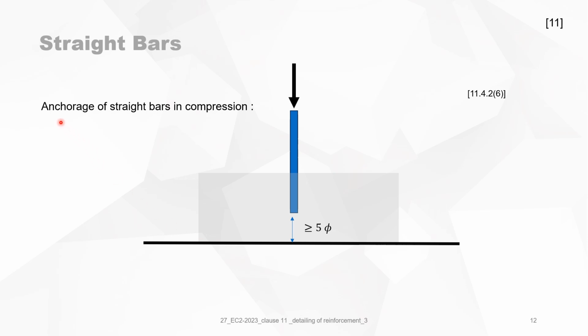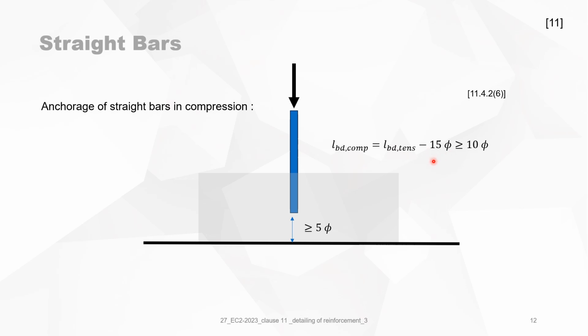Now let's see when you have an anchorage of a straight bar in compression. That's a straight bar. It's in compression. This is the concrete and this is the soil. Then you need a concrete depth of at least 5 times the diameter of the bar to be anchored in compression. And when we have that, then the anchorage length in compression is the anchorage length in tension minus 15 phi.